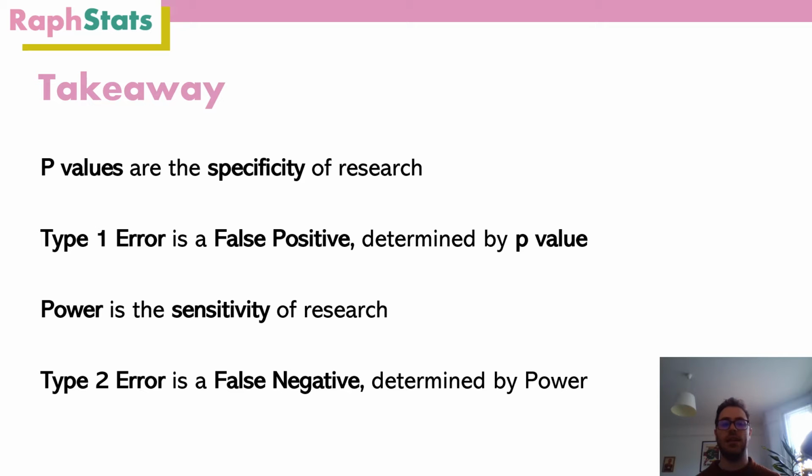So what are the takeaways from this? I guess the message I'm trying to get out is that research is a balance, in which p-values drive the specificity, how good we are at not saying there is a difference when there isn't one, and power drives the sensitivity, so how good we are at finding those differences.